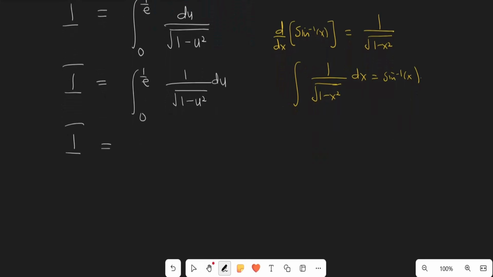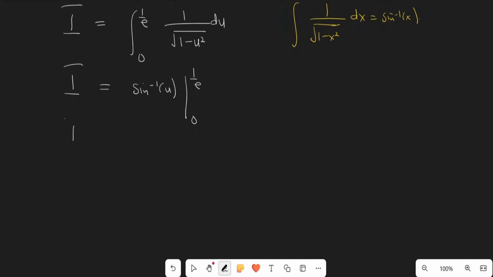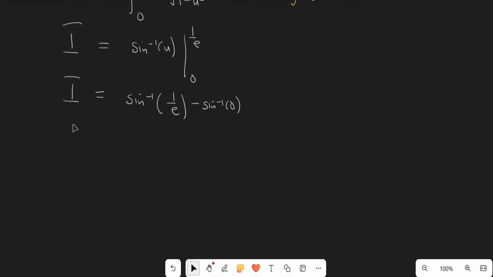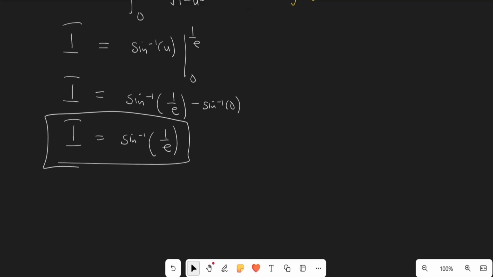So I is going to be the sine inverse of u, the limits of integration from 0 to 1 over e. So what we can do here is just plug in the limits of integration and we are done with the integral. So the sine inverse of 1 over e minus the sine inverse of 0. Sine inverse of 1 over e is sine inverse of 1 over e. Nothing to simplify here. And sine inverse of 0 is 0. And this one is the answer to this beautiful integral.